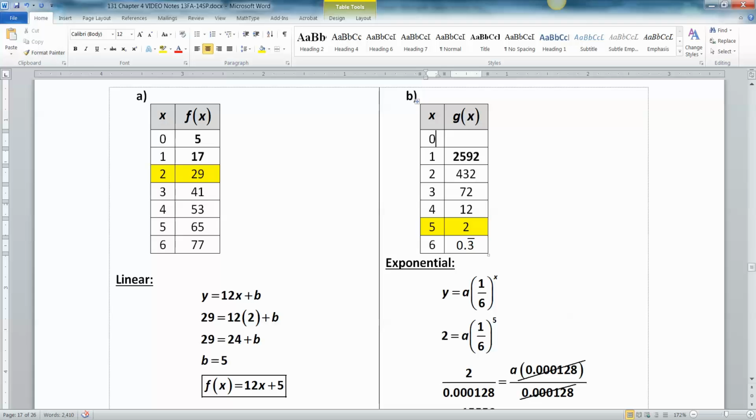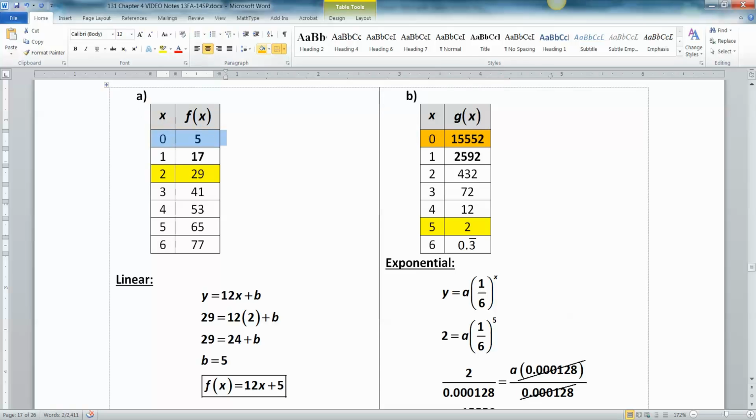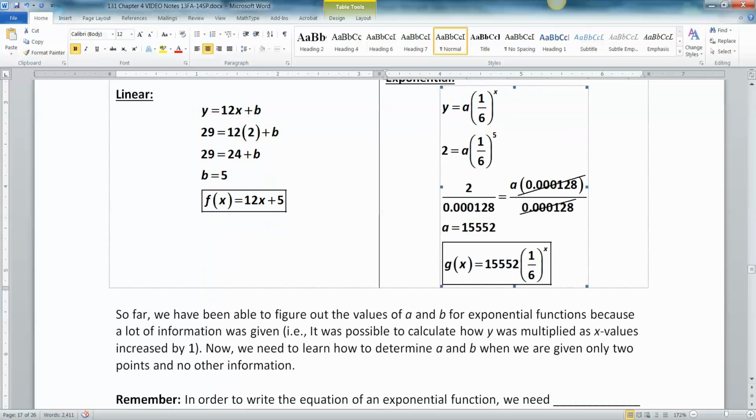2592 right here, and 15552. And then this part was the y-intercept. I'll make that orange so you can see it more clearly. And then this one over here. So it's kind of easier just to work your way up the table, but that's how to do it longhand if you had to. Both ways will work. It's just a question of how much work you want to do.